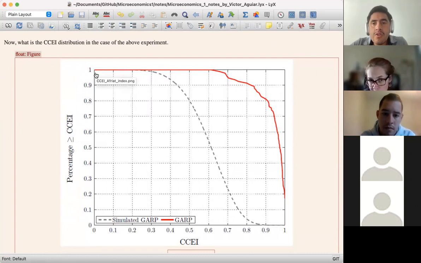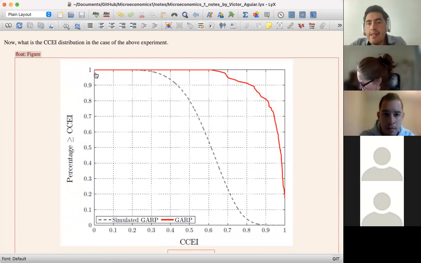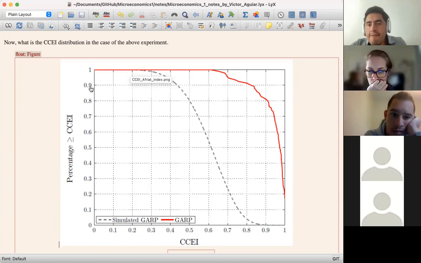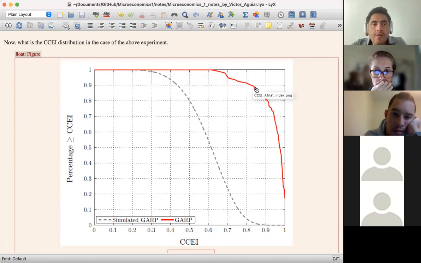Then the 17% of these individuals, which is the red line, pass GARP, right? See, around this is 70%. Now you see that if I want to rationalize more people, I have to decrease the GARP threshold. So people above 0.9, right now it's very close to 1. So you keep going.